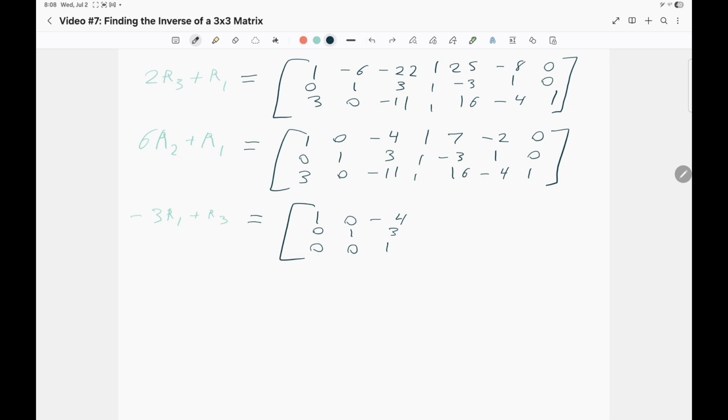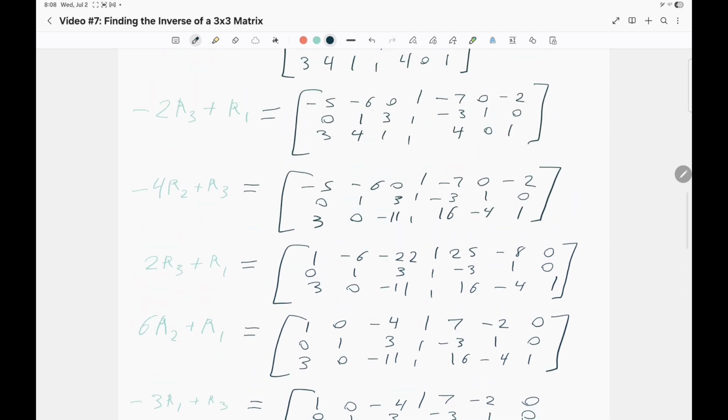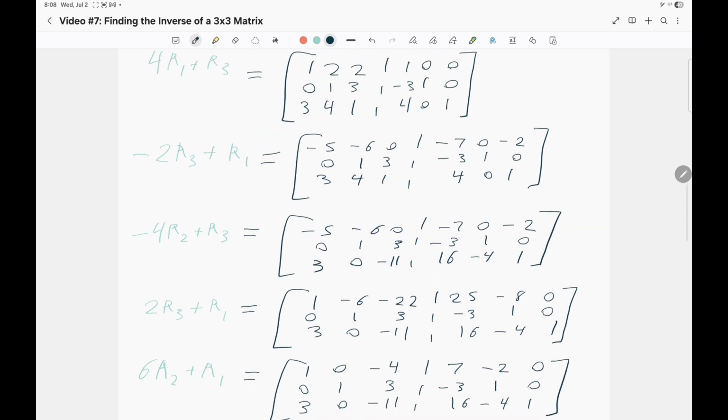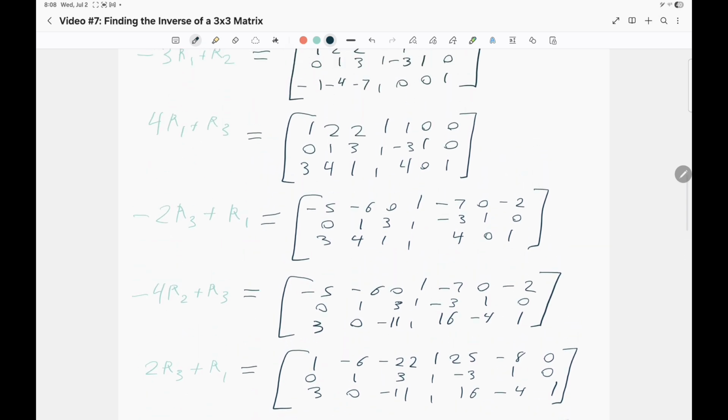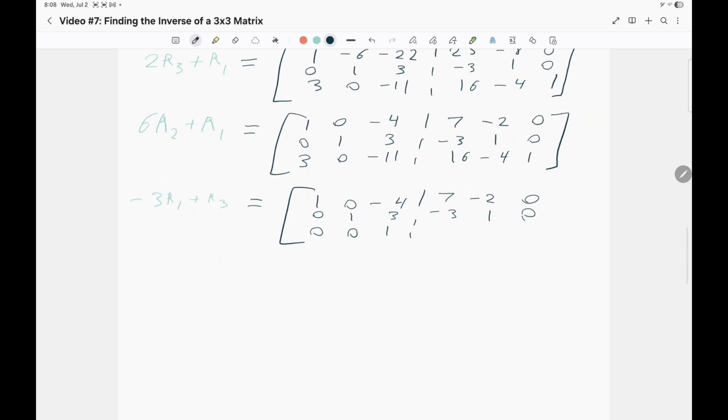Once you get to that point, that's when you know you're in a great position. So row 1 remains the same. Let me just double check I didn't forget to change any row between any 2 steps. Okay, I think I've been doing this right. All right.